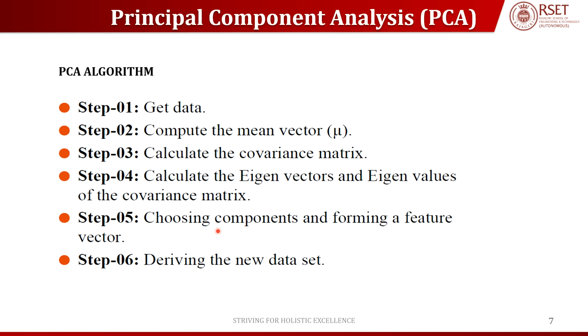And in step 5, choosing components and forming a feature vector. We sort the components by their eigenvalues and select the top k components that capture most of the variance. We then combine these chosen components into a feature vector. And finally, step 6, deriving the new data set. We use the feature vector to transform our original data, projecting it onto the new lower dimensional space defined by our chosen principal components.